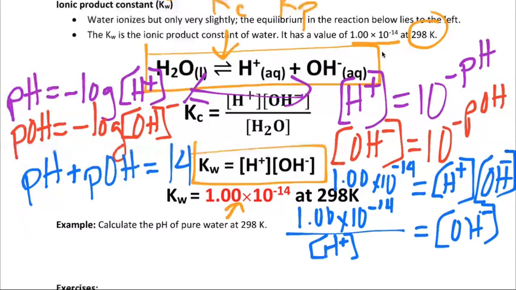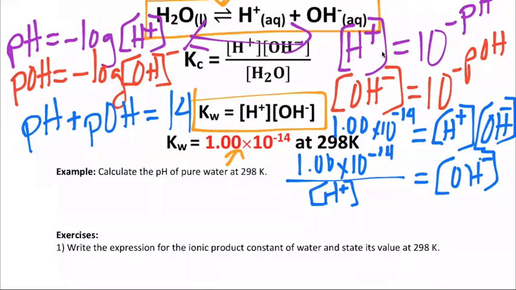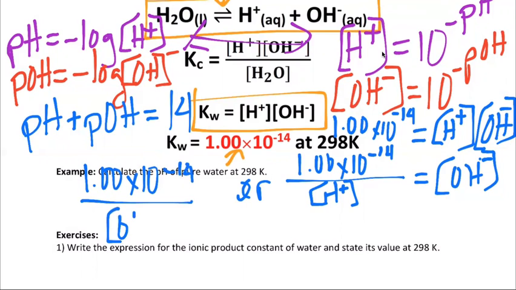Or you could flip it the other way and you could do 1 times 10 to the negative 14 divided by my hydroxide ion concentration, and that's going to give me the hydrogen ion. So you can rearrange it either way depending on what you need to solve for.